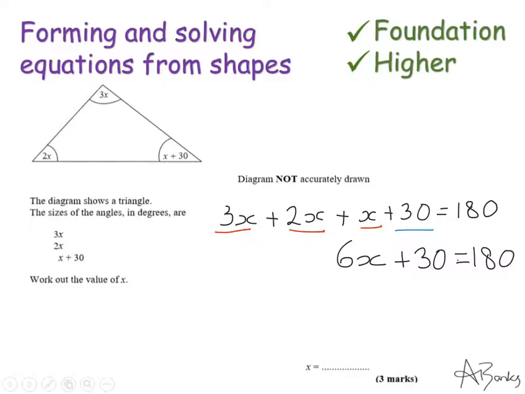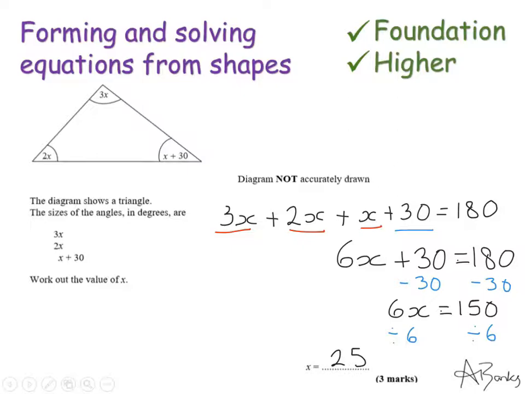And I can solve this equation. So subtract 30 from both sides. I have 6x equals 150. And then divide by 6. I get that x equals 25. And that's my answer.